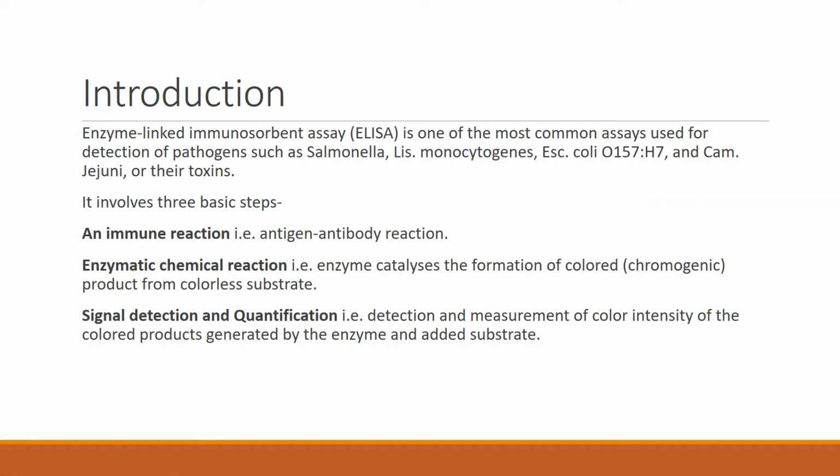Enzyme-linked immunosorbent assay is one of the most common assays used for detection of pathogens such as Salmonella, Listeria monocytogenes, E. coli, and Campylobacter jejuni, or their toxins. It involves three basic steps. First is the immune reaction, which is the reaction between the antibody and antigen. Second is the enzymatic chemical reaction, which is the reaction between the enzyme and the substrate, which will produce a colored compound. Third is the signal detection and quantification, that is, detection and measurement of color intensity of the colored product generated by the enzyme and added substrate.